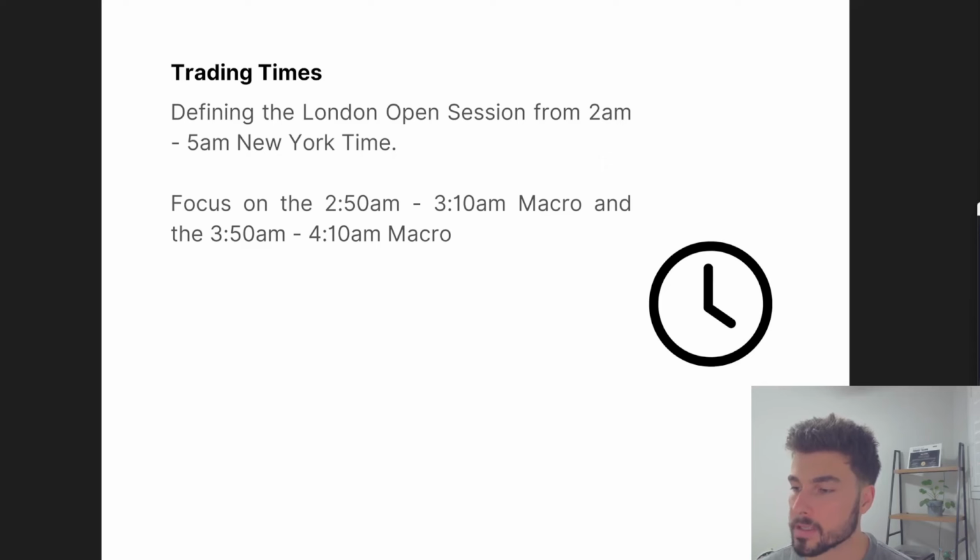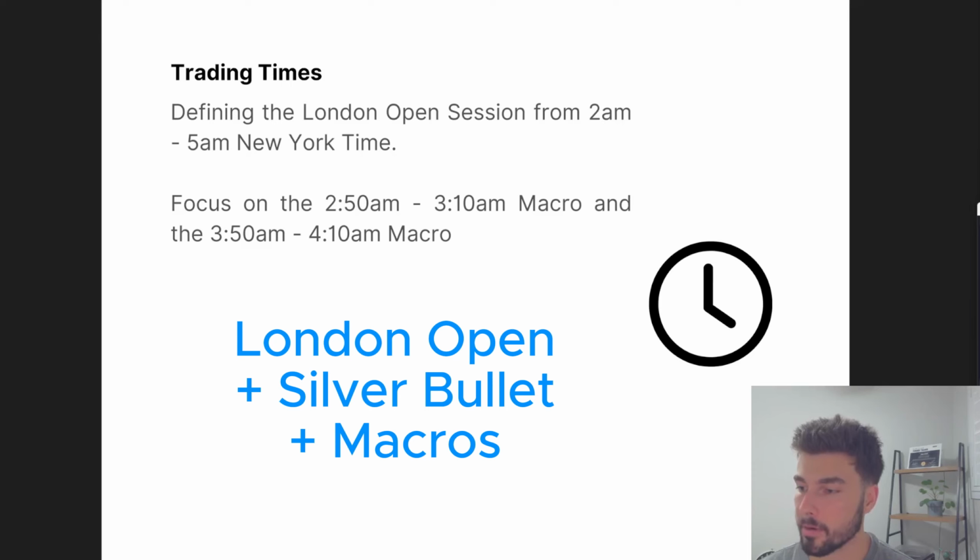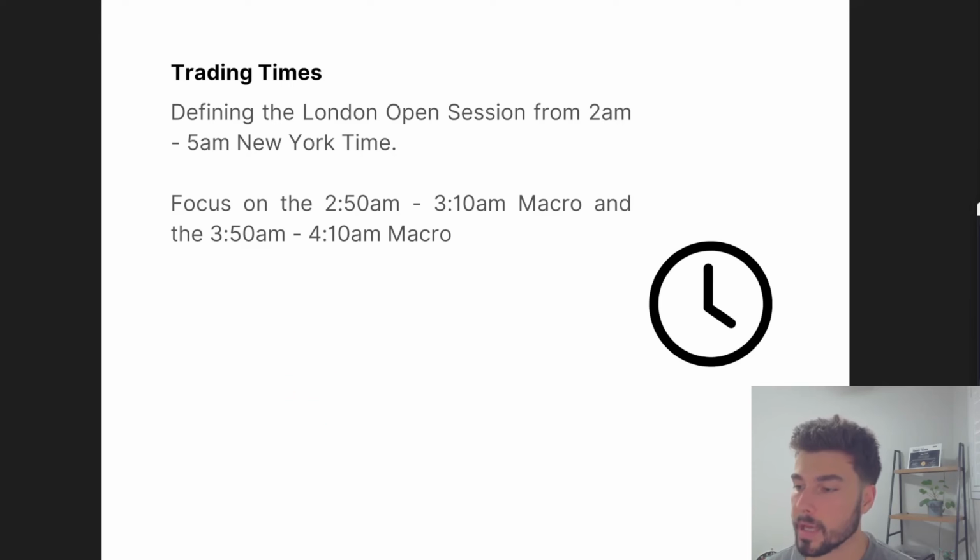Again, a macro exists 10 minutes before and 10 minutes after every single hour. We're going to focus on these 2 macros for today, 2:50 to 3:10 and 3:50 to 4:10. And there's a few reasons for that, but ultimately these macros line up with silver bullet. They're on the start and the end of the silver bullet session. So that way we can combine the London Open session, we can combine macros, and we can combine silver bullet. So we're combining 3 elements of time.